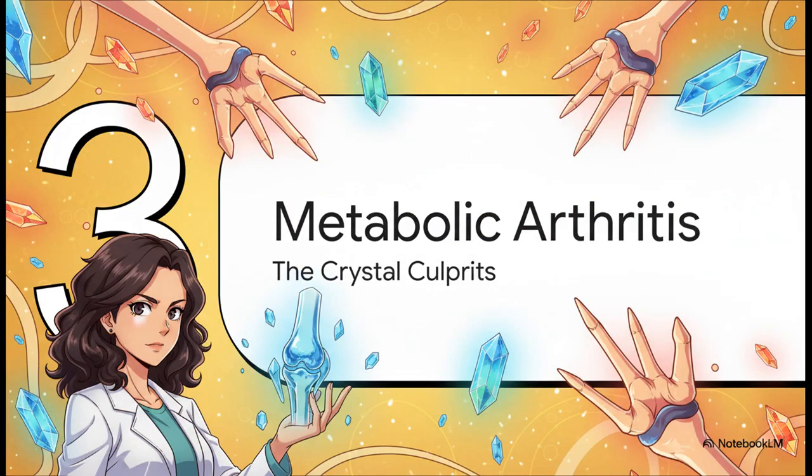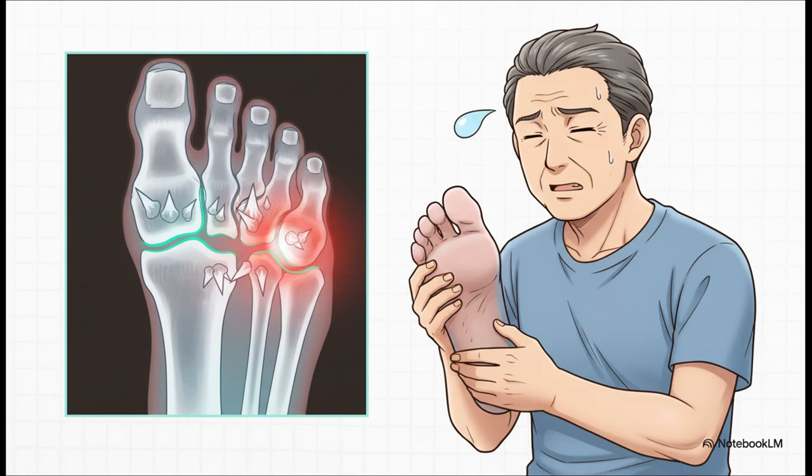Okay, on to our third and final family. So we've covered wear and tear, and we've covered the immune system attacking itself. This last group is different. It's all about something depositing inside the joints that just shouldn't be there. Let's meet the metabolic arthritis family, or as I like to call them, the crystal culprits. The most famous one here, of course, is gout. This is all caused by uric acid crystals.